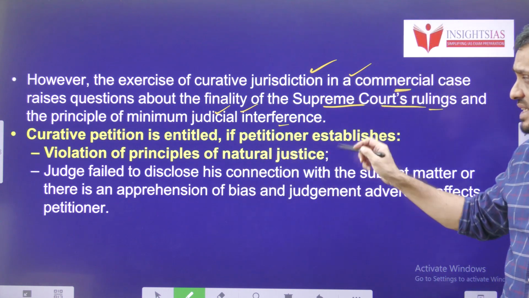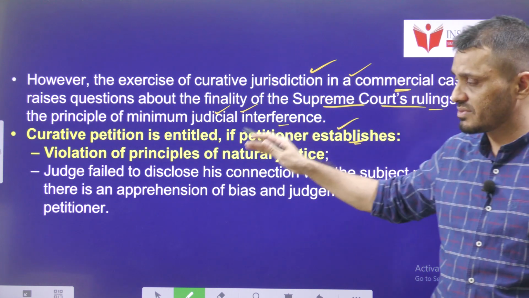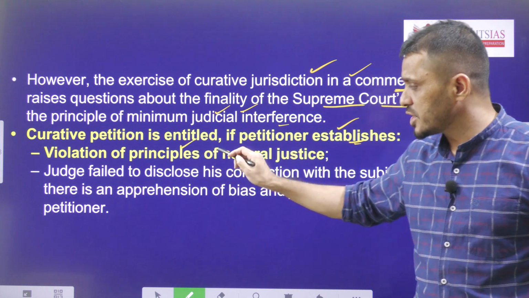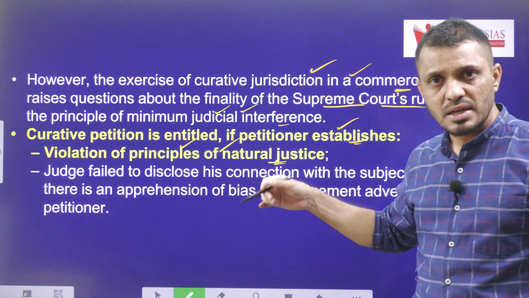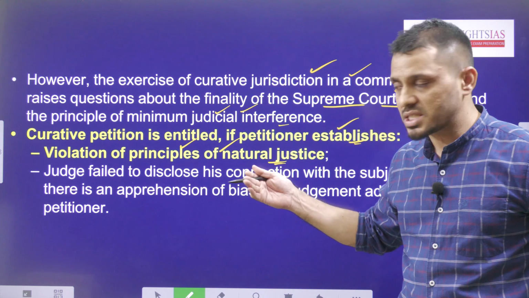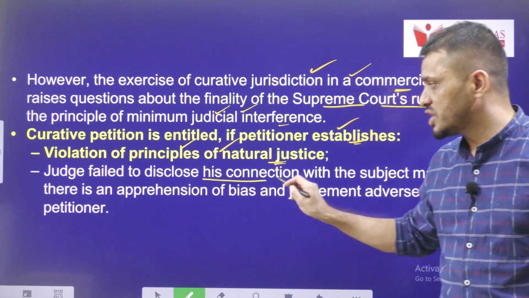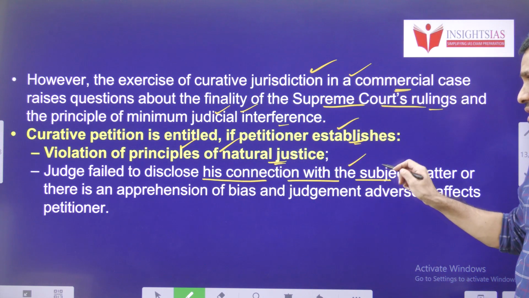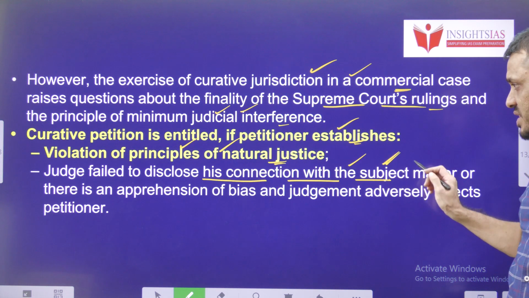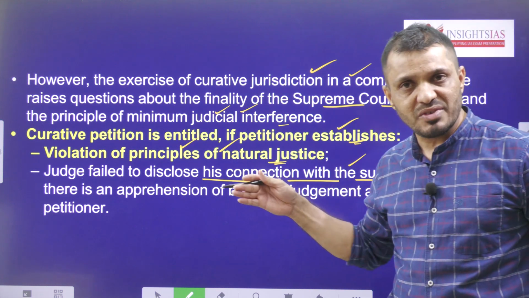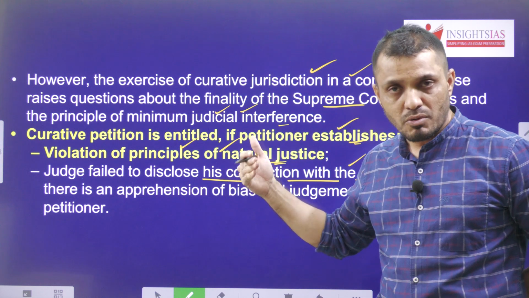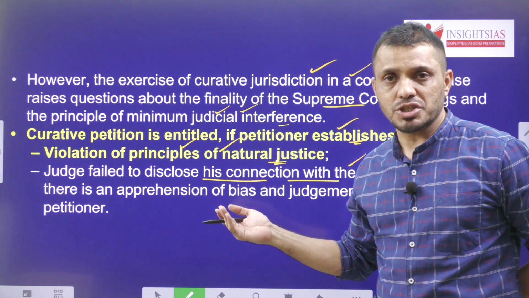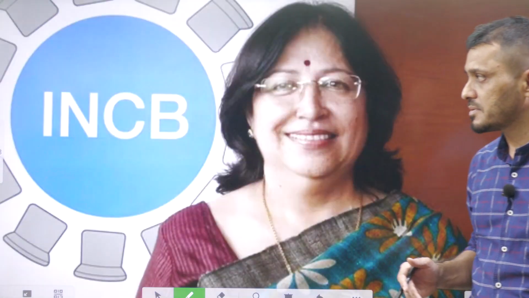A curative petition is entertained if the petitioner is able to establish a violation of the principles of natural justice, or if the judge failed to disclose his association with the subject matter. That means the judge was previously related to one of the petitioners. Only in that kind of condition will a curative petition be entertained.